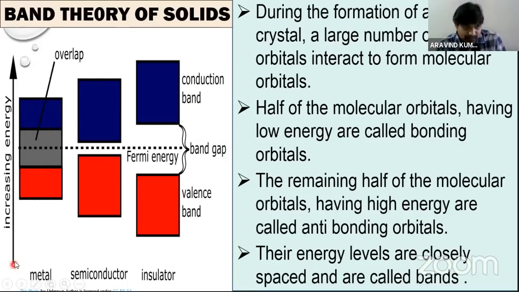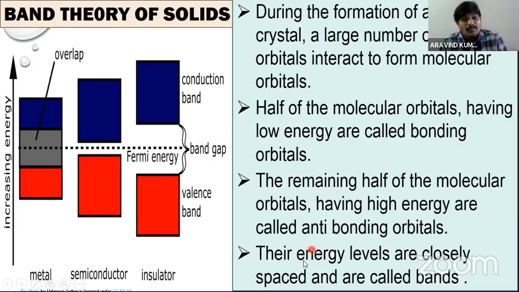Now, you can see, children, from the left upside, I am making my cursor move. Now, you are able to see increasing energy. Yes, that means bonding molecular orbitals have lower energy when compared to anti-bonding molecular orbitals.